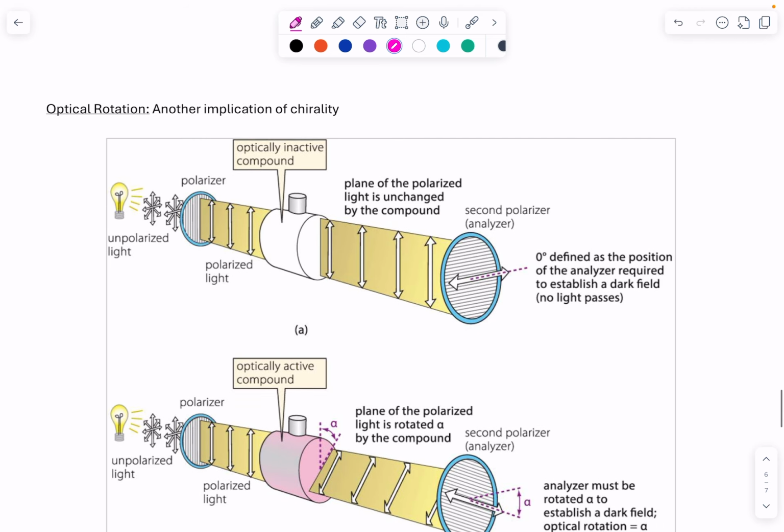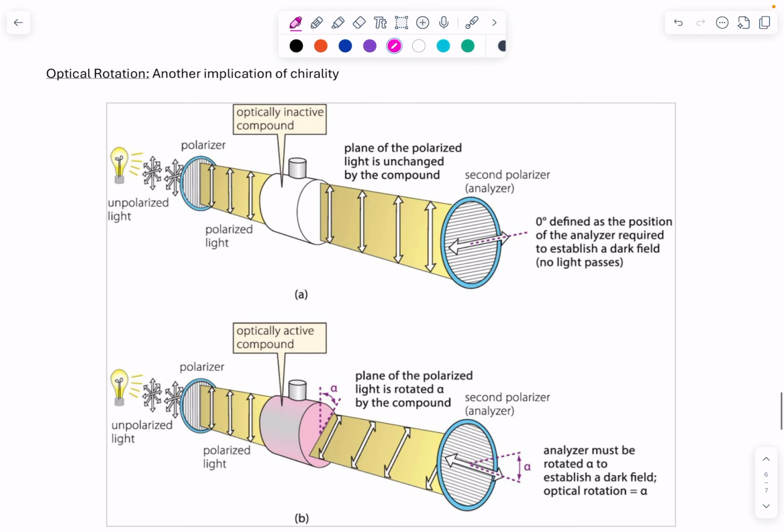I want to talk about optical rotation. This is an implication of chirality.